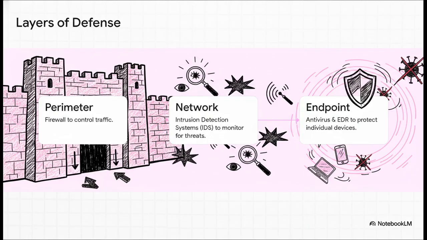So what do those layers actually look like? Well, out on the perimeter, you've got a firewall, which acts like a bouncer, controlling who gets in and out of the network. Then, inside the network, you have intrusion detection systems. Think of them as patrol guards looking for anything suspicious. And finally, right on your device, your laptop, your phone, that's the endpoint. And you've got things like antivirus software protecting it directly.